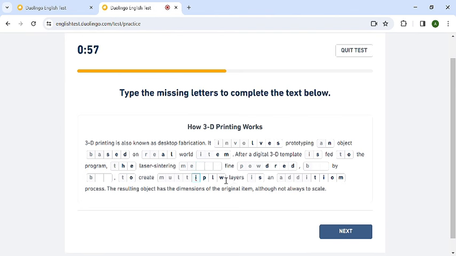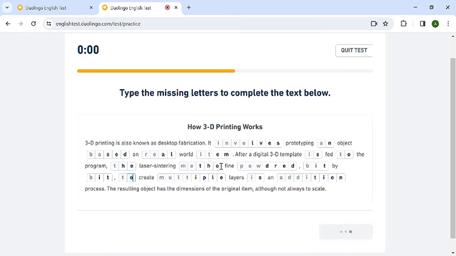To create multiple layers is an addition process. Process is shown, I don't know, method bit by bit to the program. Process is shown.